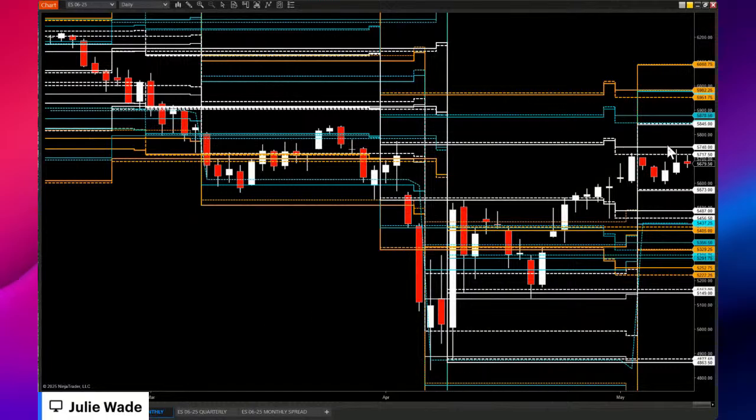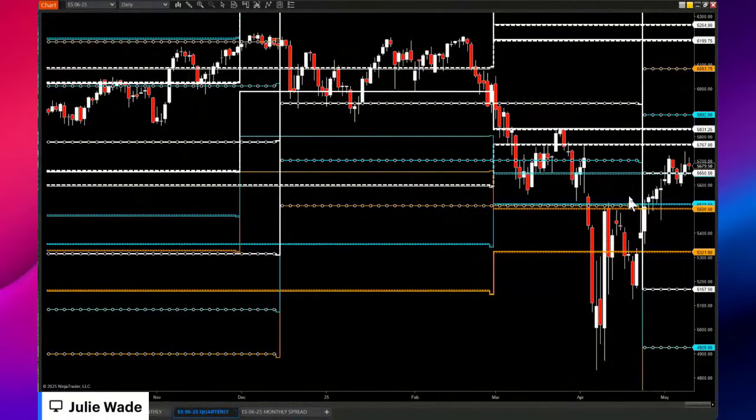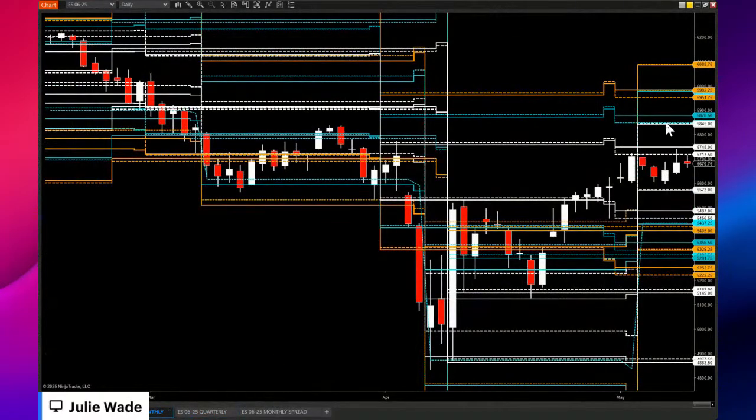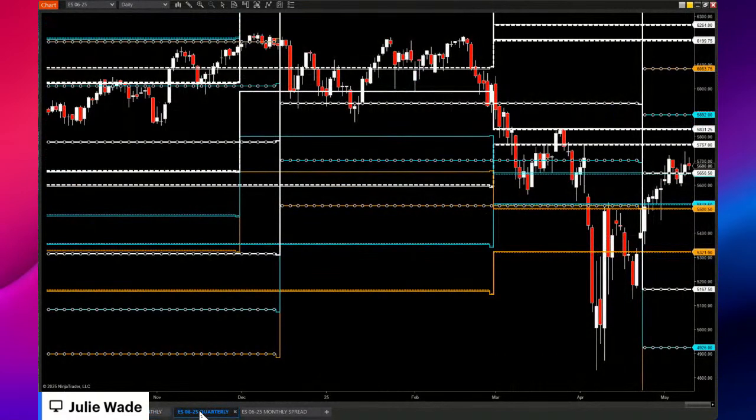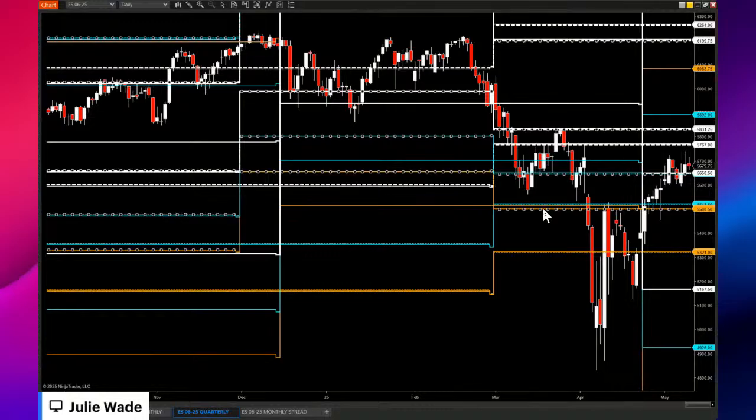So 57.50 and 57.67, 57.70. So, and then 58.31, and we have 58.45. So this 58.31, you see right here how much that was respected. It's an institutional level. And also, you can use these for the tails.